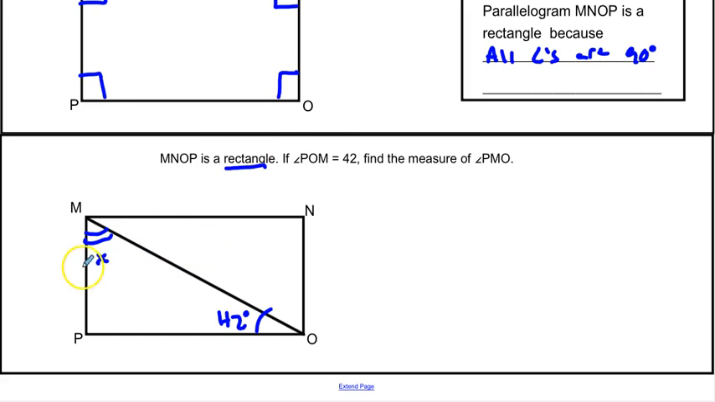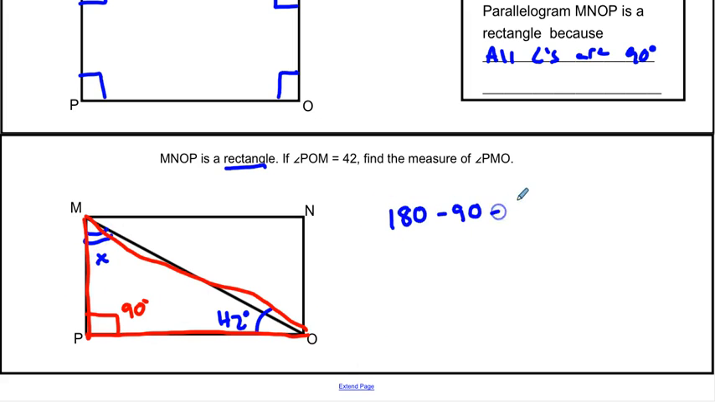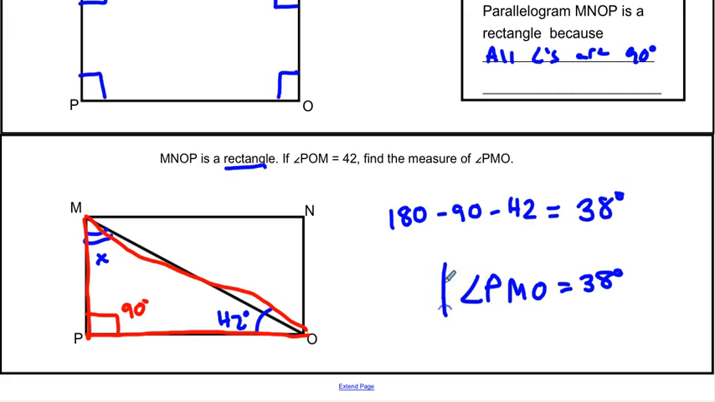You might see right now that you have a triangle right here. If we have a triangle and we know two of the angles, we can find the missing angle. Well, I know one angle. What's this angle right here? Look at that. It's 90 degrees. So if I wanted to find PMO, I would just do 180 minus 90 minus 42, and that would give me 38 degrees. So angle PMO is equal to 38 degrees. See how we just used a property of rectangles to solve this problem? It's pretty sweet. That was great. Let's move on to squares.